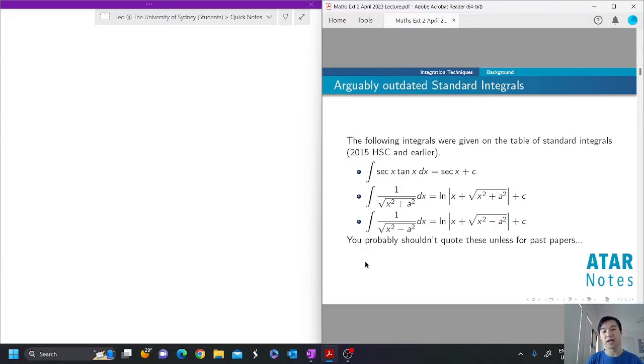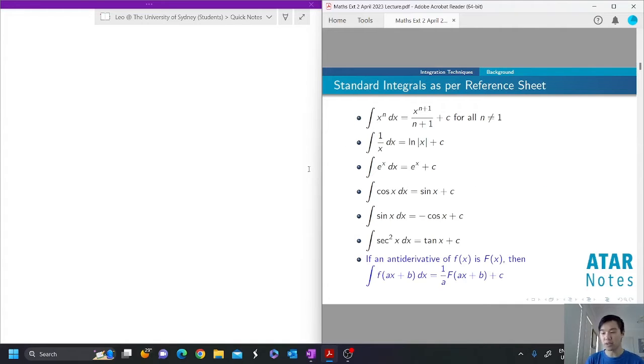But also, in the old syllabus from 2015 and earlier, they had these results on the reference sheet. So these, I think, were removed, so I don't think you can quote these results anymore. You can get these last 2 results by doing a trig substitution, which is something we'll be doing a bit later on today, but I don't think you can quote these results anymore because they're not on the reference sheet. This one comes from just knowing how to differentiate sec.